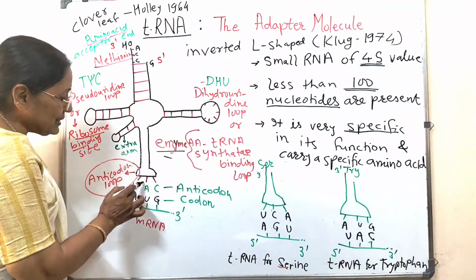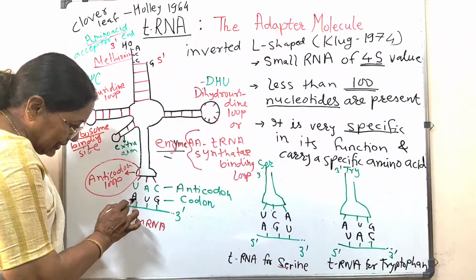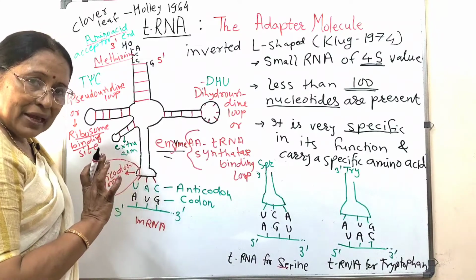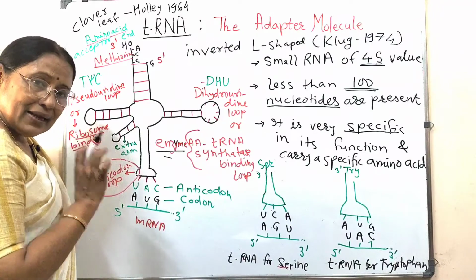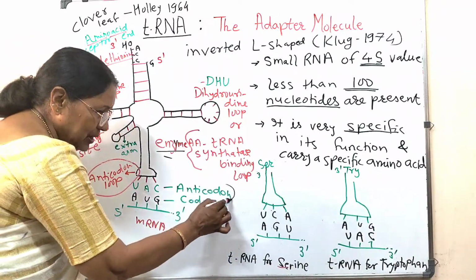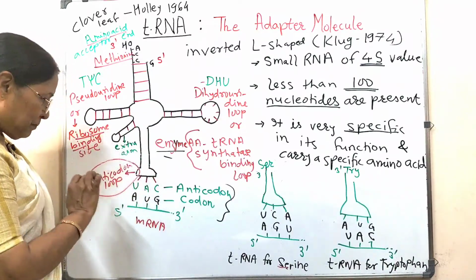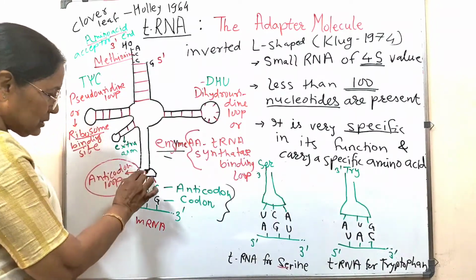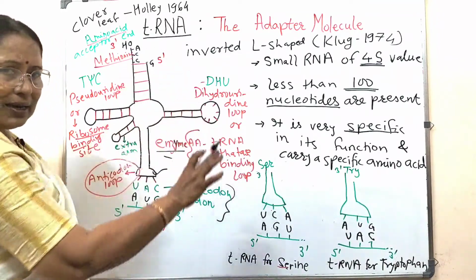Now come to this side. This is mRNA, and you see that the codon AUG is present on mRNA. The complementary nitrogen bases present on tRNA, that is UAC, are called the anticodon. So this is codon and anticodon complementarity, and this loop is called the anticodon loop. Very important loop. Actually, all are important.